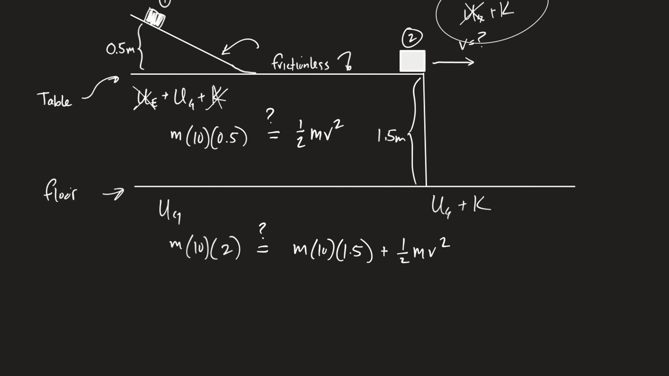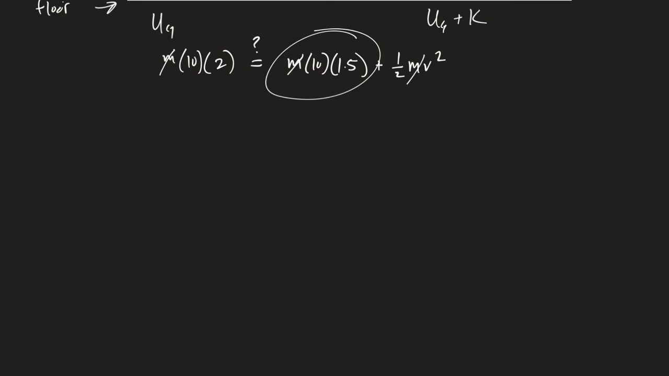Now, I don't know how many of you noticed this, but first, I didn't give m. Doesn't seem to matter. Every term has an m in it, so they all just disappear. But this is the part you should pay attention to. I'm going to have to subtract this from both sides, aren't I? You see that, don't you? Or maybe you don't see that. I'm going to subtract that from both sides. When I do, I will have 10 times 2 minus 10 times 1.5. And that has to equal 1/2 v squared.